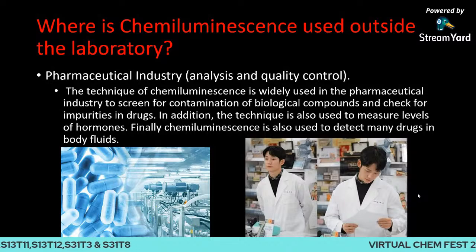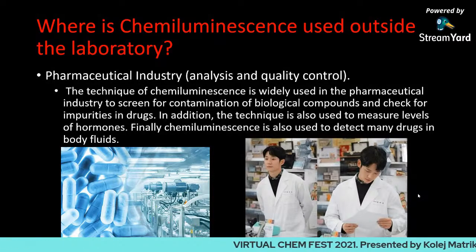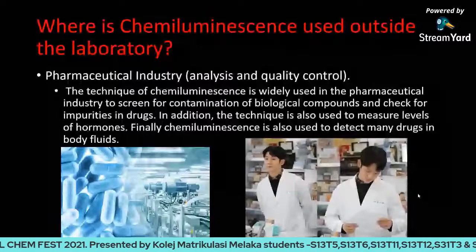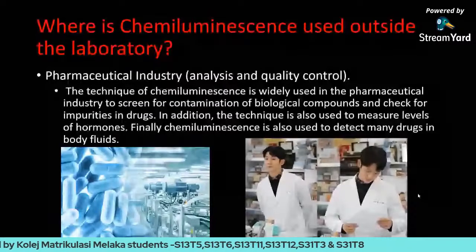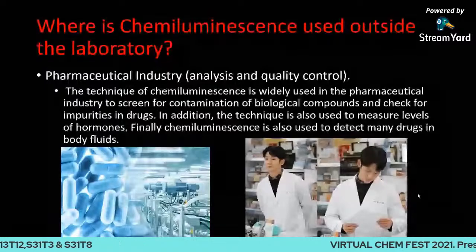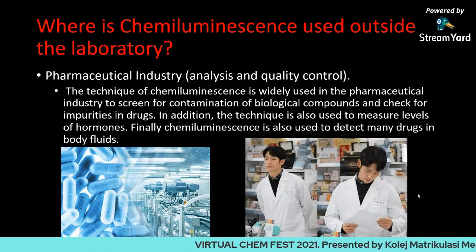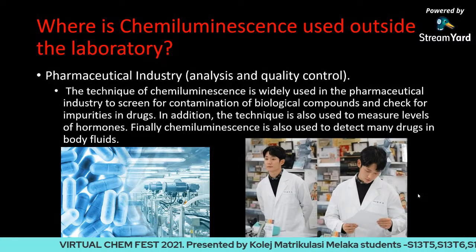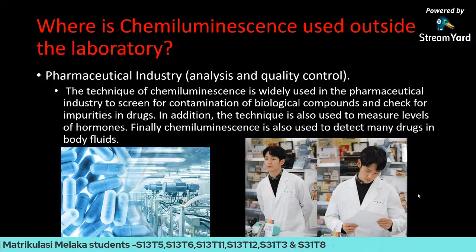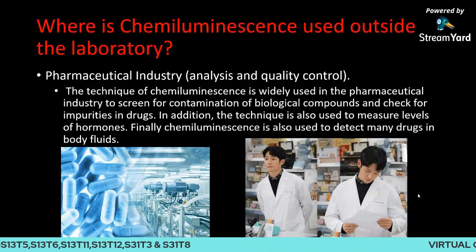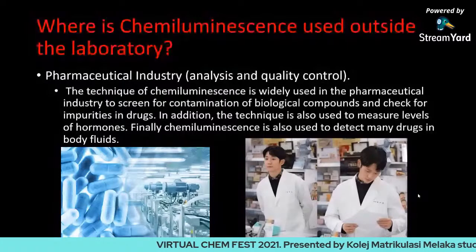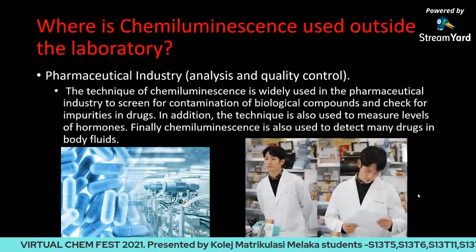Chemiluminescence is used to detect impurities in drugs. For example, when a factory makes medicines and wants to sell them to others, before they sell them, they use chemical tests to check whether the medicines are pure or have some impurities in them. This helps secure safety for both the user and the seller. If the seller sells impure medicines, the user might get harmed from it, and then they get sued or something like that. So this is one of the usages of chemiluminescence in medicines.